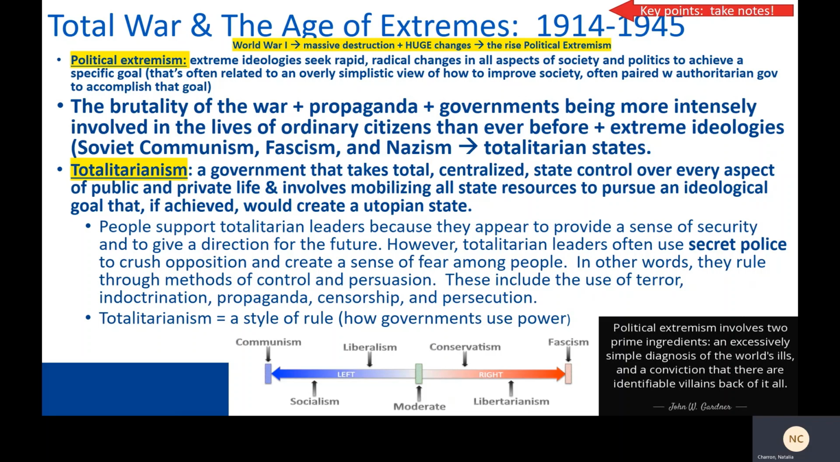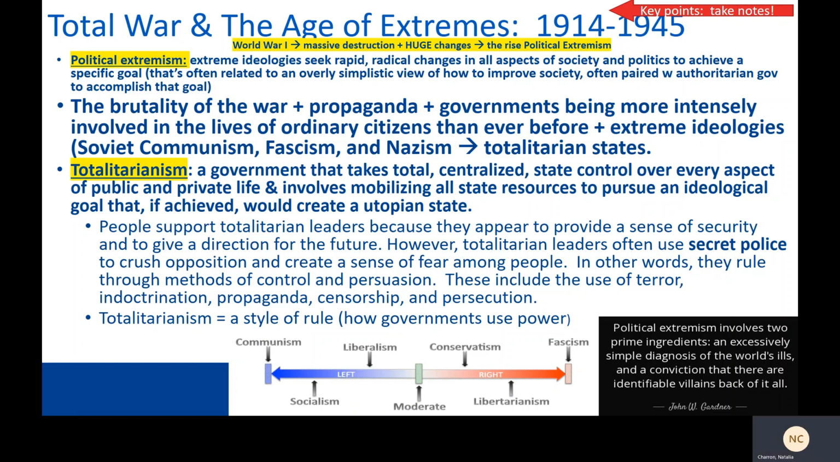And it's the form of government that paired with extremist ideologies in this time period, like Soviet-style communism, fascism, and Nazism. All of them had totalitarian governments. Nowadays, you can probably find it in North Korea. At the time, people tended to support totalitarian leaders because they appeared to provide a sense of security and gave people a direction for the future.